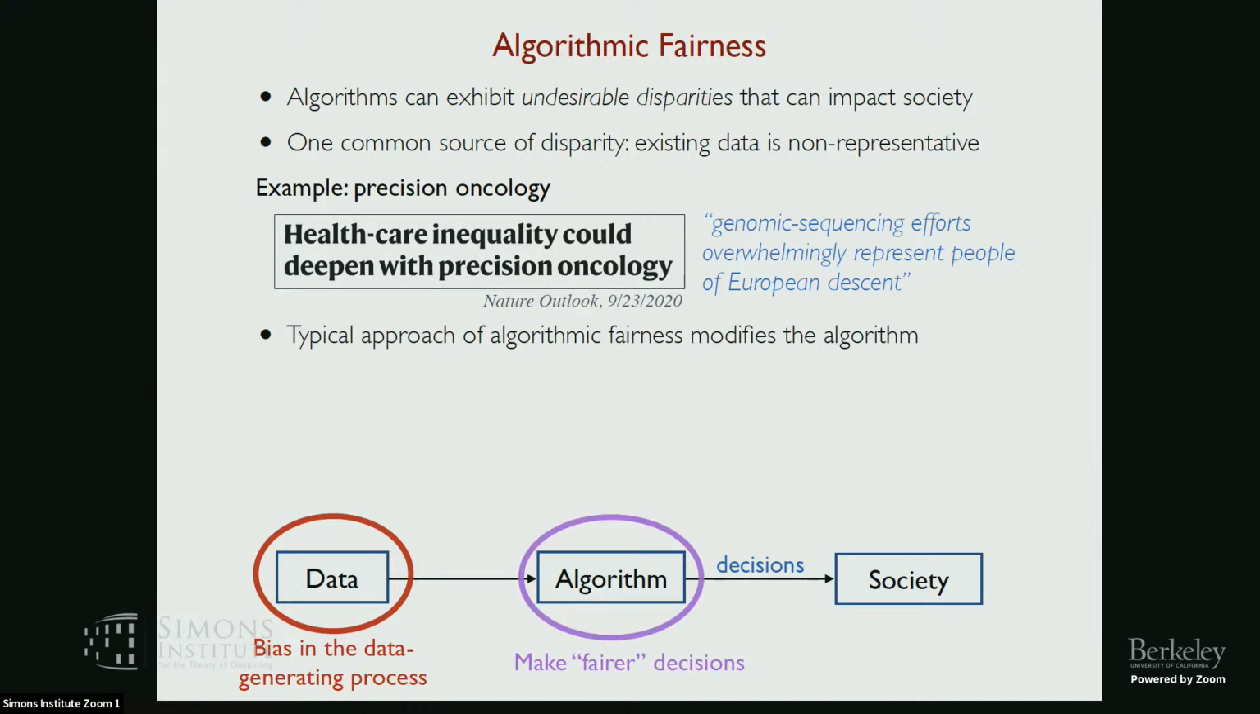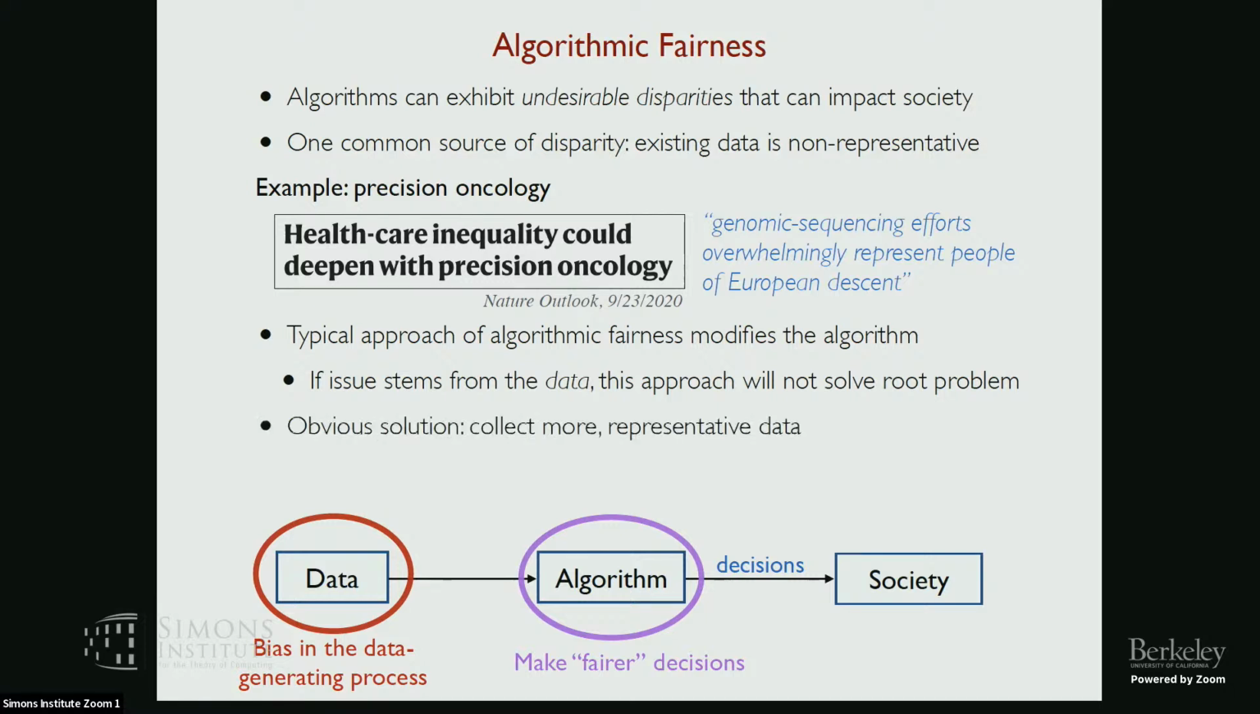If you look at the typical approach of the algorithmic fairness literature, it is to modify the algorithm so that its output is more fair for some definition of fairness. But if the source of the problem came from the data, then modifying the algorithm is not really going at the root cause of the problem. So one obvious approach to tackle this problem is to simply collect more data, or collect more representative data.